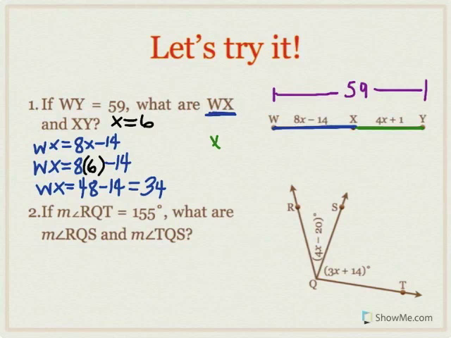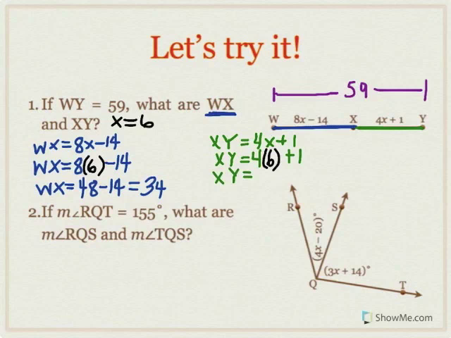Now let's do the same thing with the distance from X to Y. We know that that is 4x plus 1. So we will substitute in the value that we know for x. And now we do our arithmetic that goes along with that. XY is equal to 25. Now it's important to note here that 25 plus 34 is 59. Now for the next one.